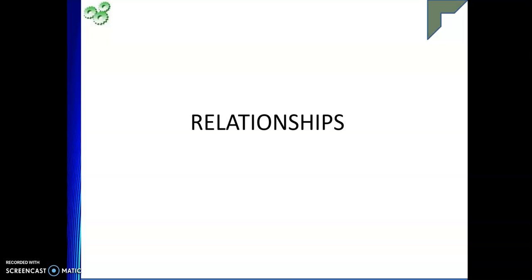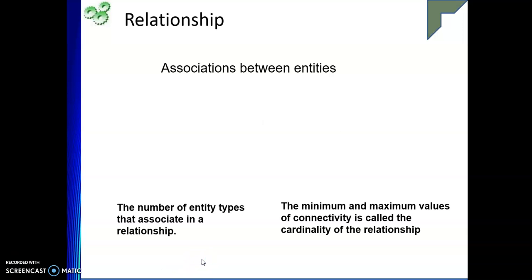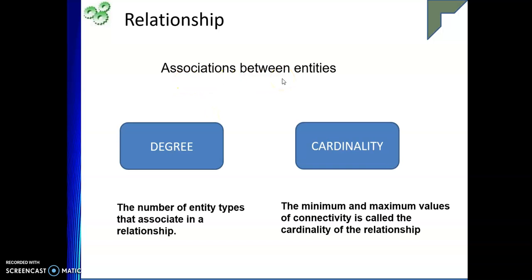Welcome back. In this particular session, we'll be discussing relationships. So, what is a relationship? A relationship is nothing but an association between two entities. There are two types of it: one we call the degree, another is the cardinality. Degree talks about the number of entity types that are associated in a relationship.